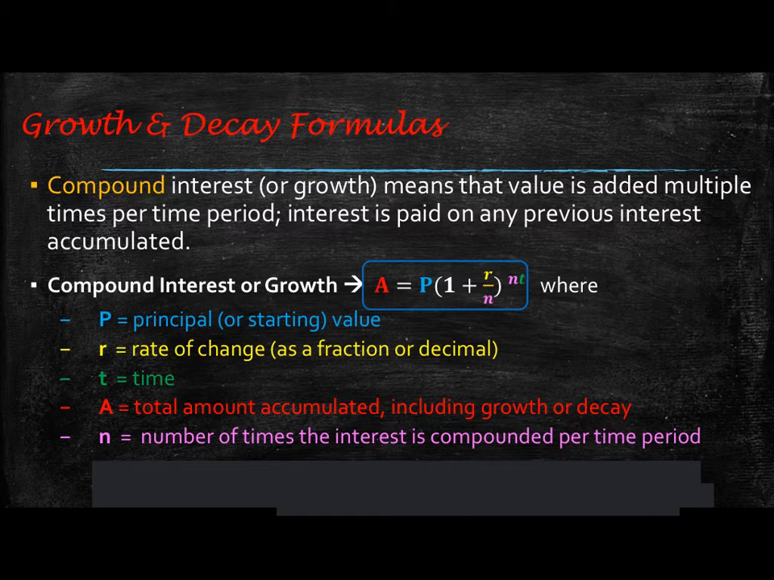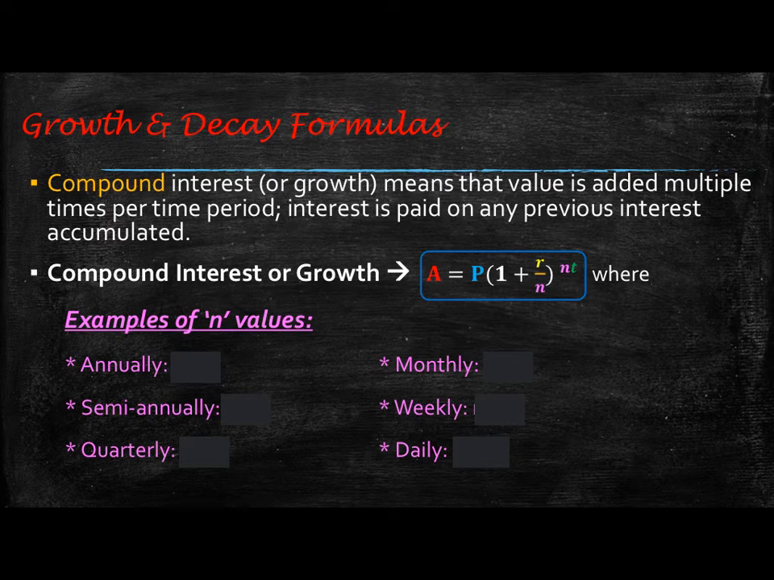N is the number of times the interest is compounded per time period. So let's look at this next slide to see the different values of N. All right, so the different values of n. If it says it is compounded annually, then the n is just going to be 1. What that means is the interest is only added one time per year. It's added annually, so the n would just be 1. Semi-annually means it's added twice. It's added in June and then again at the end of the year. So semi-annually, your n would be twice, so 2.